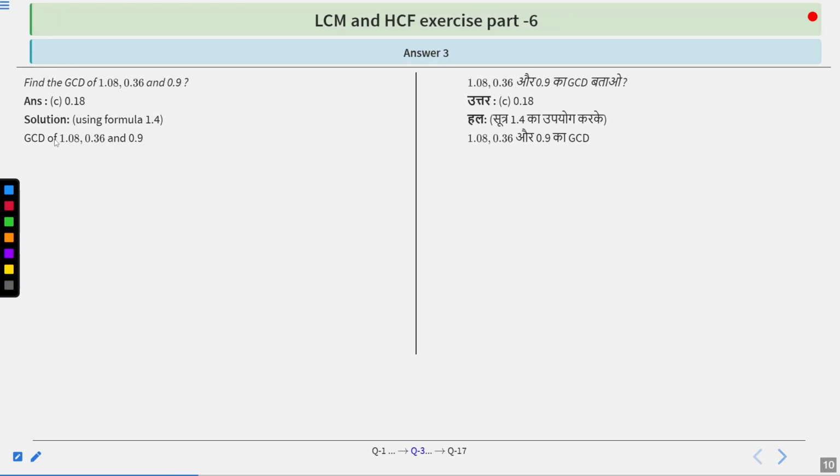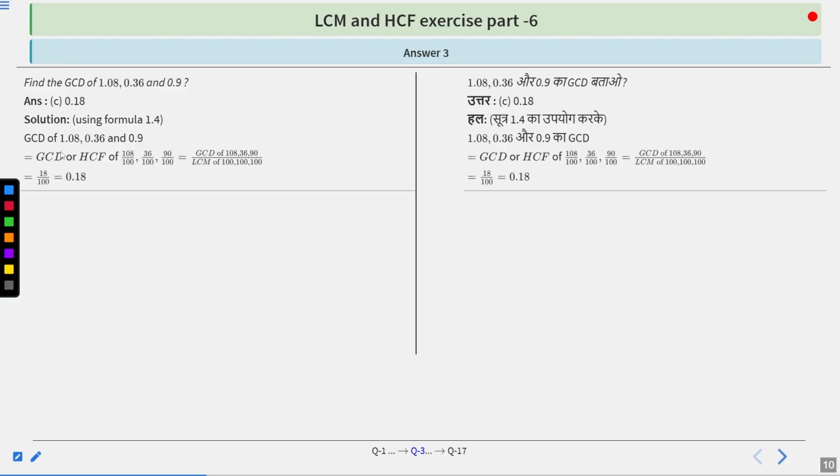GCD is greatest common divisor or HCF. This is the same thing. So we can use formula 1.4. So the HCF or GCD of 1.08, 0.36 and 0.9 is equal to GCD of 108, 36, 90 upon LCM of 100, 100, 100.